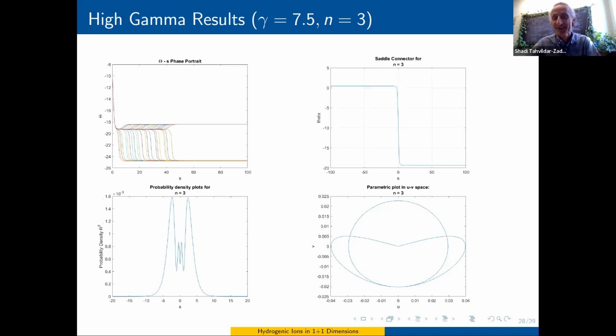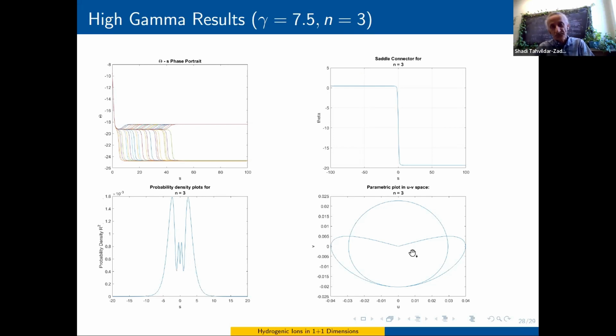And this is winding number 3. That's again more peaks. You can see the pattern, right? And more looping: it goes like this and like that, and then comes back around like that.